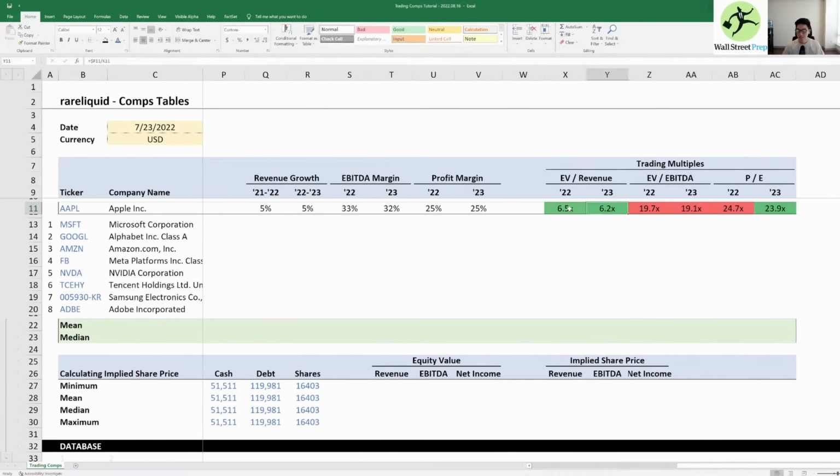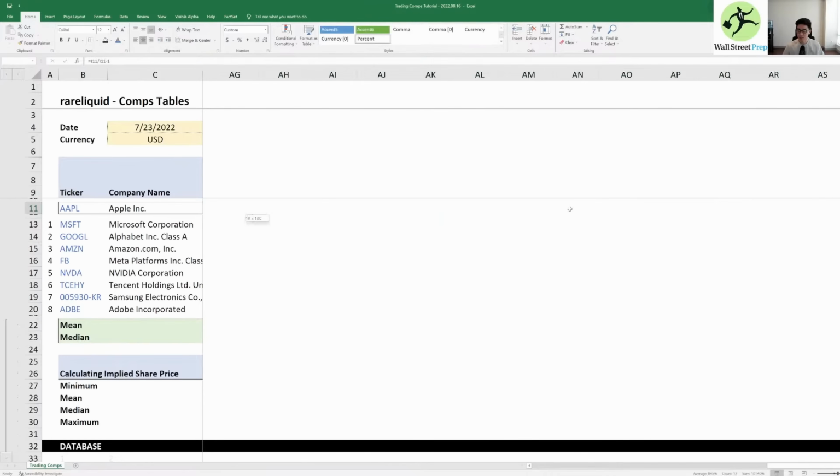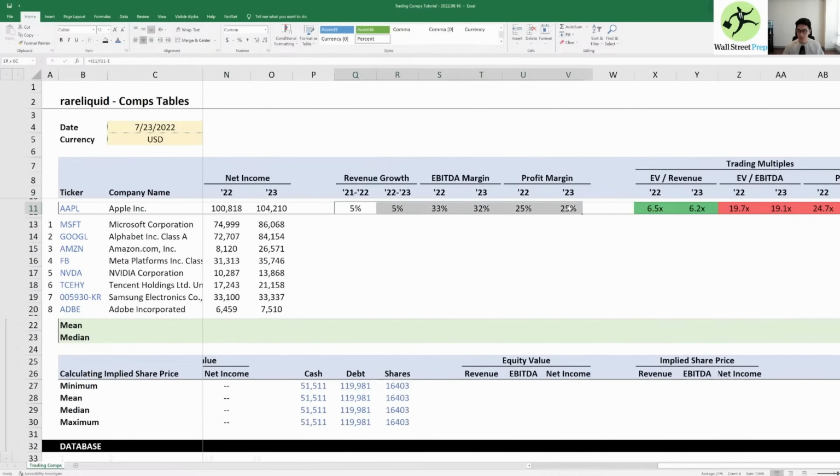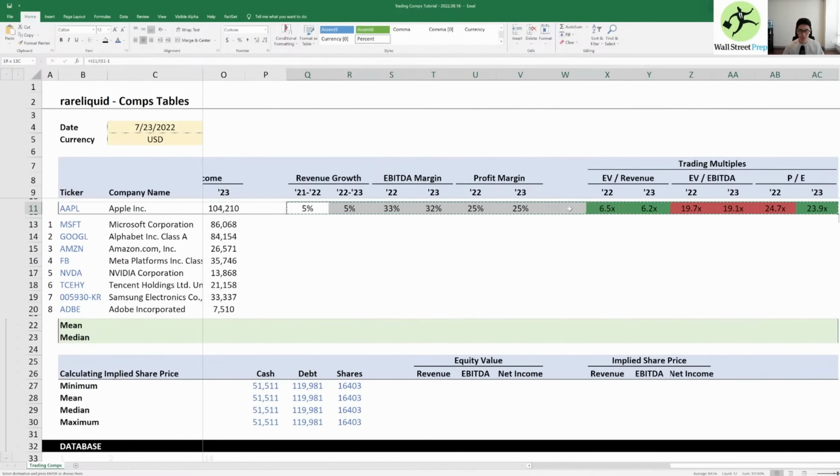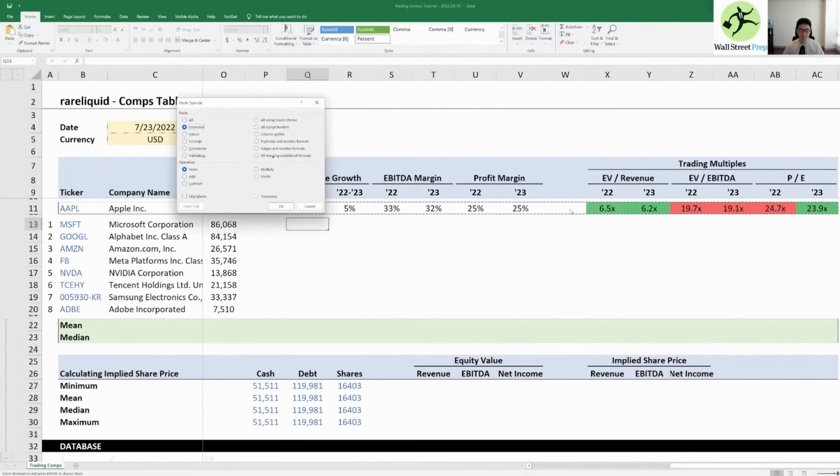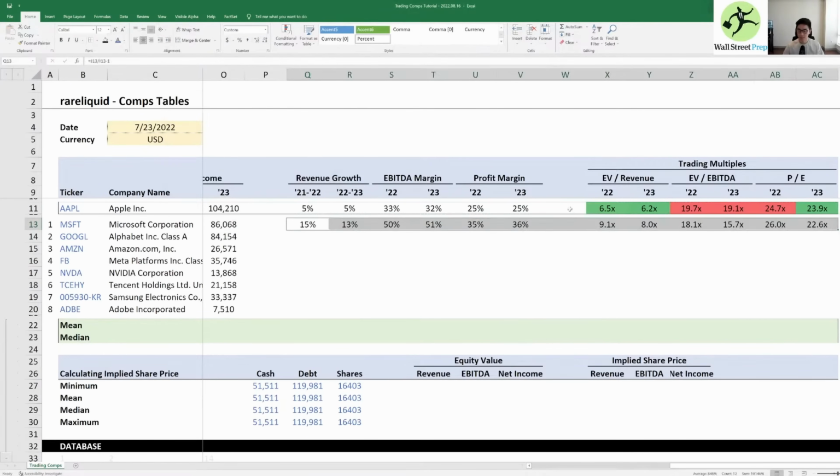All right, so now we have the trading multiples, we have our margins and everything. So we can actually now just copy paste this down. The way I did this is Control Shift, right arrow key 3 times, Control C, and then go to your Microsoft and Alt ESF. Right, that gives us the information we need.